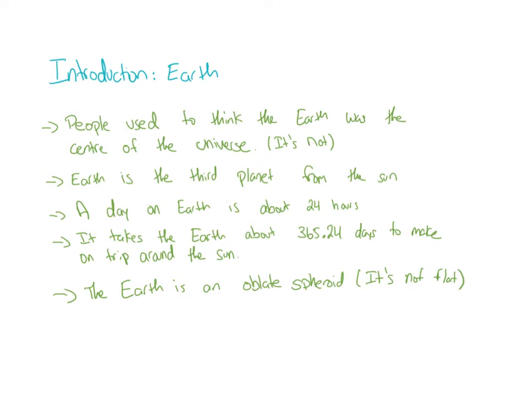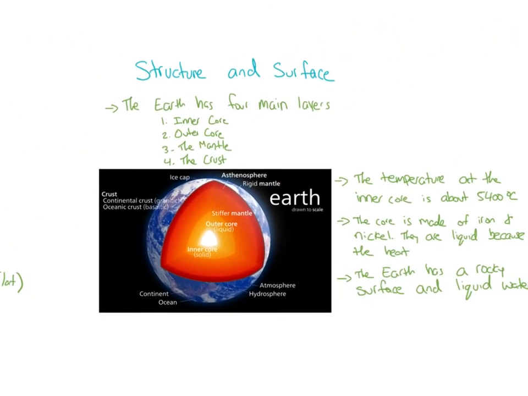So let's go. Introduction to Earth. People used to think the Earth was the center of the universe. It's not. Earth is the third planet from the sun. A day on Earth is about 24 hours. It takes the Earth about 365.24 days to make a trip around the sun. That is why it's called a year. And the Earth is an oblate spheroid. It's not flat. It is a 3D object.